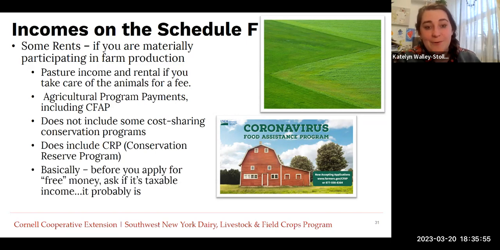Basically, if you're applying for free money in the form of a grant, government assistance program, even things like crop insurance, particularly the subsidies, ask if it's taxable income first, because it probably is. And all of the specific programs that are offered through like the USDA or FSA are listed in Pub 225, the Farmer's Tax Guide, so you can double check there too. But if, for example, you're applying for a grant, always ask, is this considered taxable income? Because it probably is.